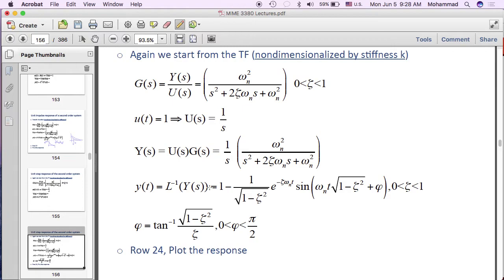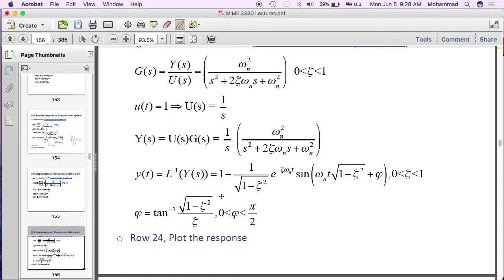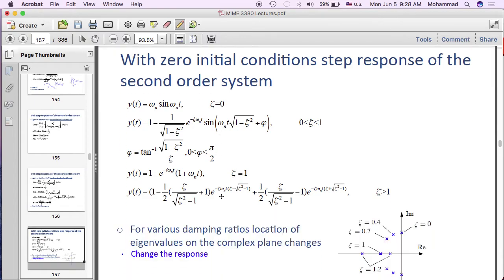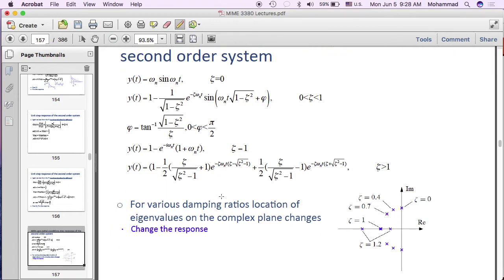So this is an oscillatory response that converges to 1. Why? Because e to power minus zeta omega n t, which is this one, will go to 0 eventually. Over time it goes to 0, so what is left is 1 in steady state. And of course, if the damping is exactly equal to 1, you can repeat the process and get to a response that is completely non-oscillatory.